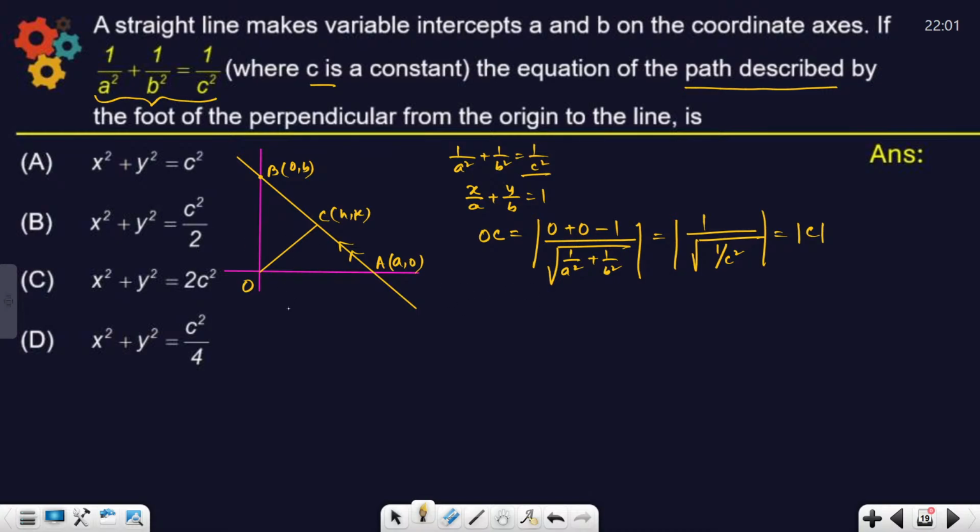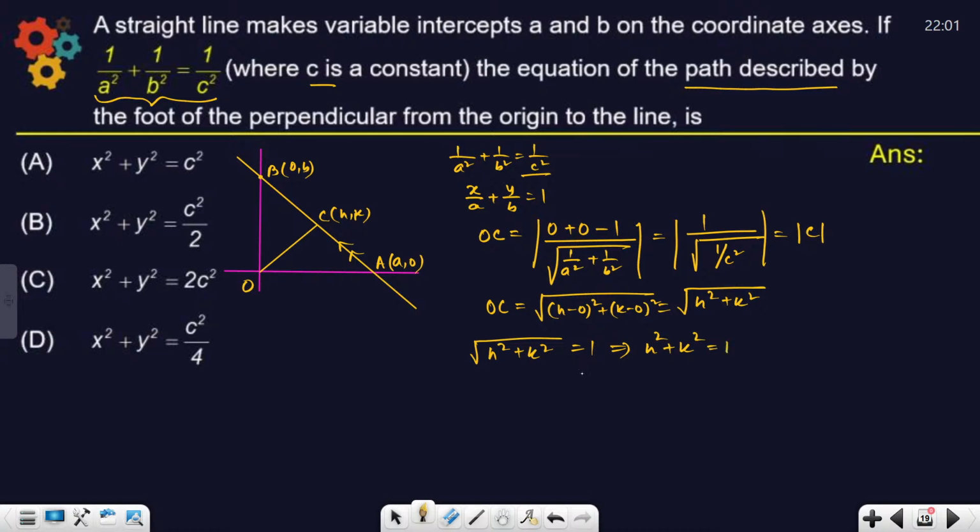Now, again, look at carefully. Again, what is OC? What is the distance OC? By using the distance formula, we are having h minus 0 whole square plus k minus 0 whole square, which is actually h square plus k square. And root over of h square plus k square is basically 1. So from here we are getting h square plus k square is 1.